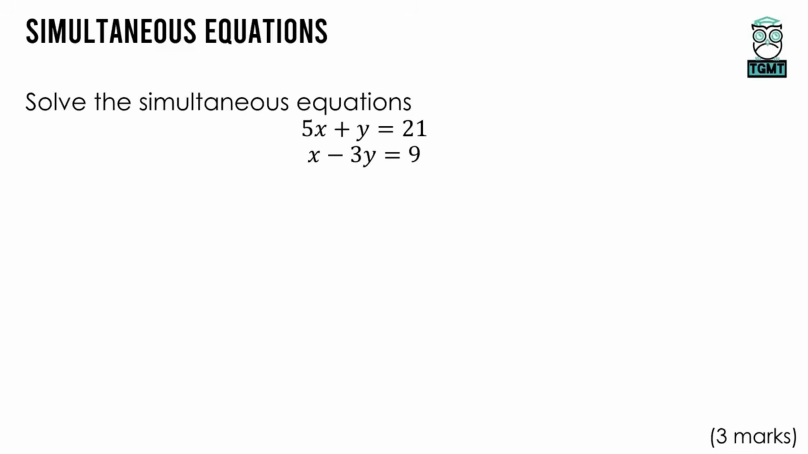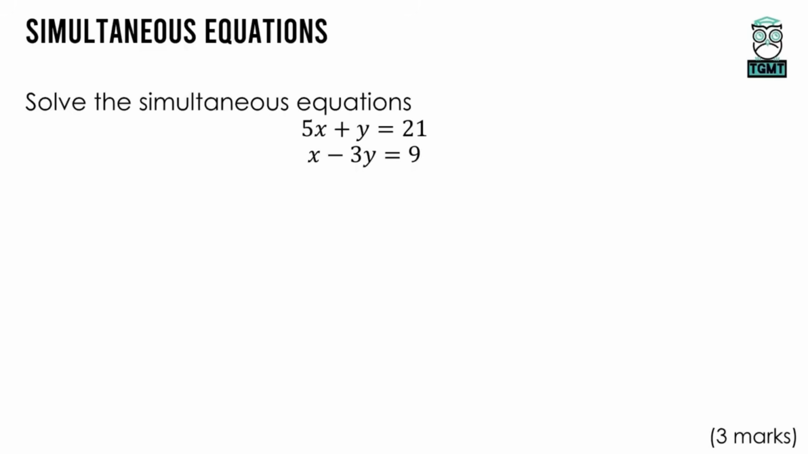With simultaneous equations, we need to make sure the coefficients of either x or y are the same. Now, my personal preference is I always go for the coefficients of y, so I'm going to stick with that for this question. If you do the x's, that's absolutely fine. You can always stick to your method, but I always go for the y's.